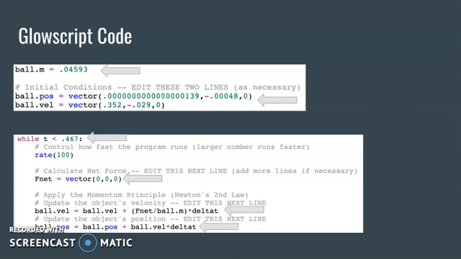Then I changed my while statement to equal while t is less than 0.467 because that was the amount of time that the golf ball was in motion. Then I changed the net force to be equal to 0, because as I stated previously, there was a net force of 0. Finally, I updated these last two formulas to include the net force. Even though net force was equal to 0 in this particular lab, there will be future labs where net force may not be equal to 0, so it's important to use these formulas.